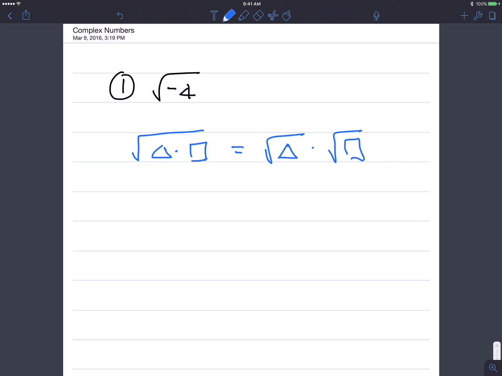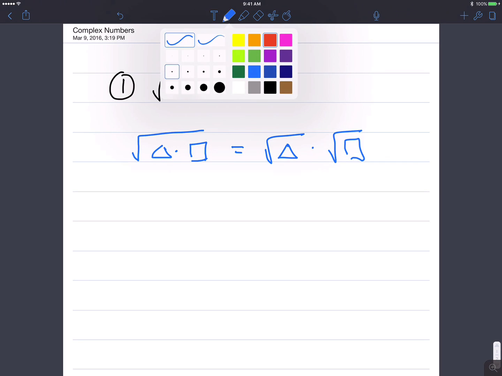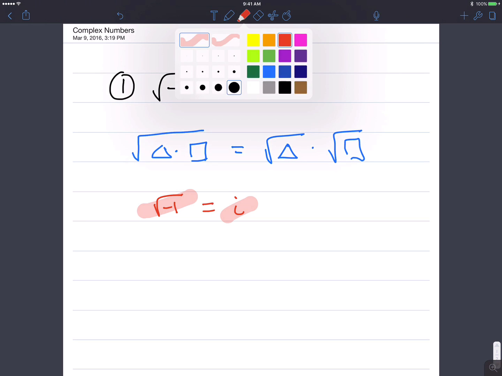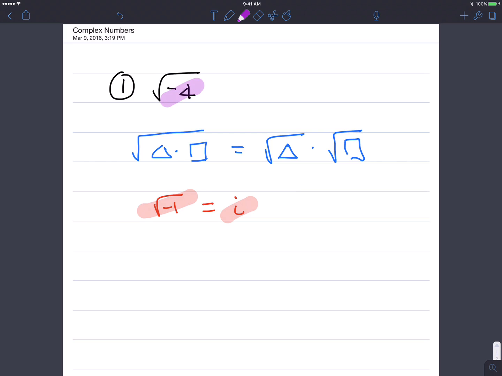Okay, we're going to use the product rule. We're also going to use the fact that the square root of -1 we're going to define to be i. So whenever I see the square root of -1, I'm going to replace it with the letter i. i represents what's called an imaginary component. So this is what we're going to use to simplify or evaluate the radicals that are negative, meaning what's under my radical, if you notice, is a negative number.